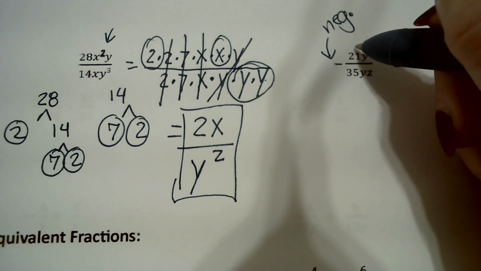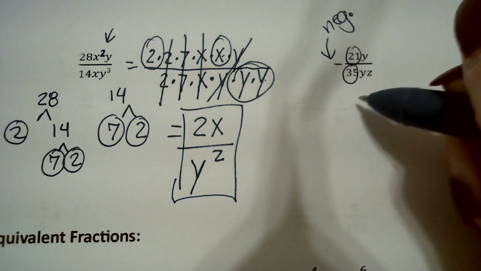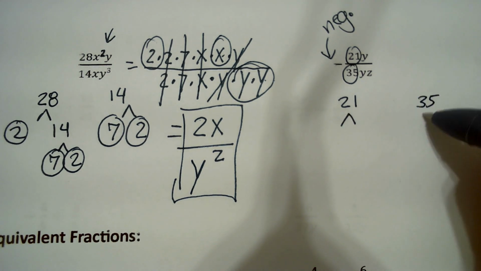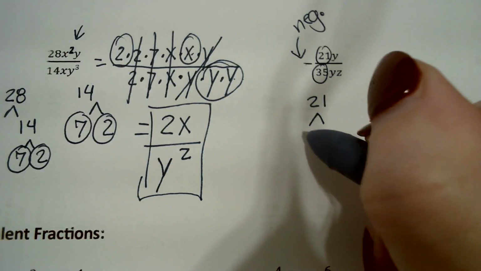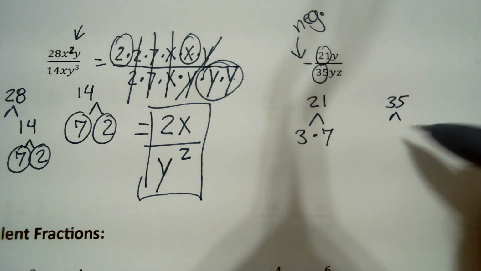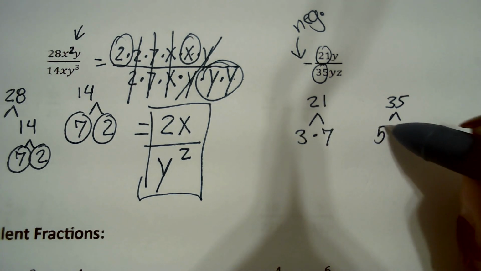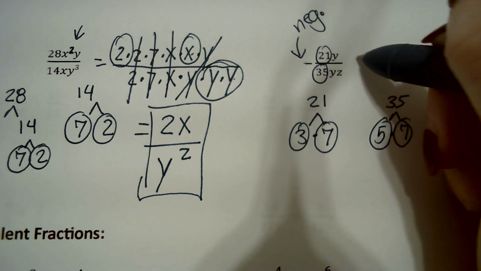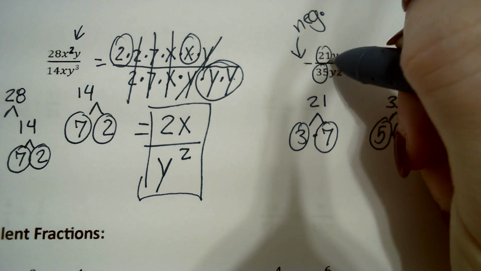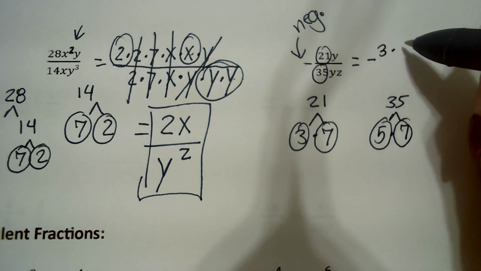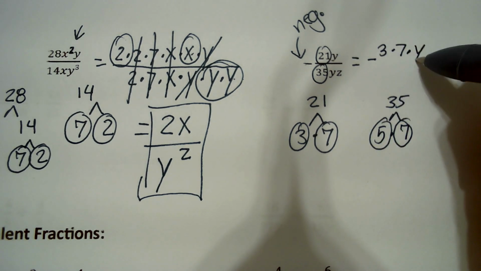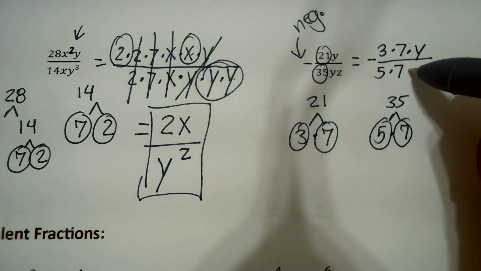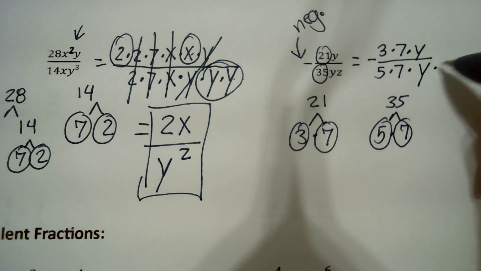So instead, I'm going to just start with my numbers like I've done for everything else. So 21 and 35. 21 is 3 times 7. 35 is 5 times 7. So I'm going to rewrite this as negative. 21 was 3 times 7 times y. And 35 was 5 times 7. And then it's y, z.